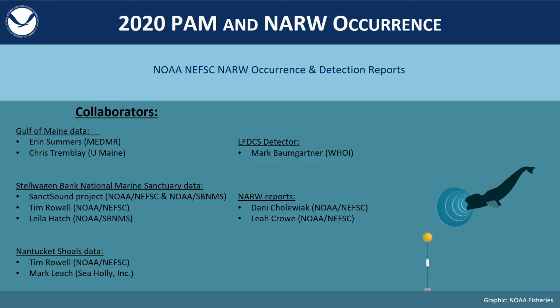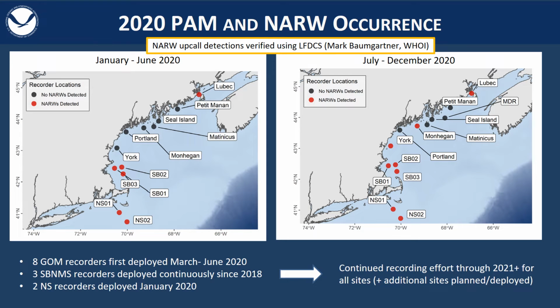Currently, with our collaborators listed, we have 14 SoundTrap recorders in the water that have been analyzed for right whale occurrence for 2020. These maps show recording locations for the year 2020, split into the first and second half of the year, with January through June results on the left and July through December results on the right.